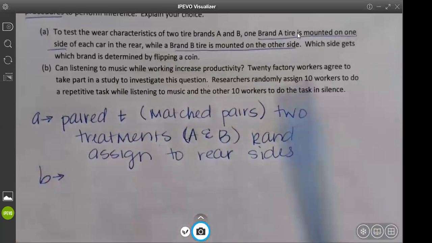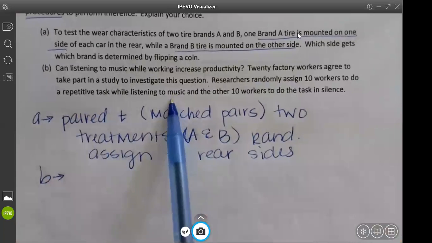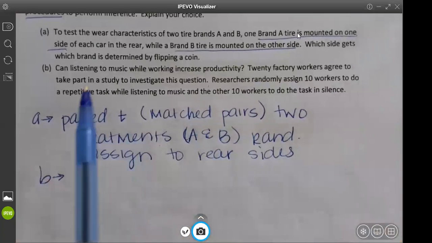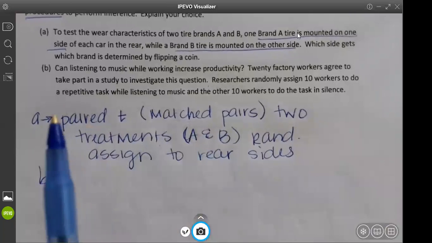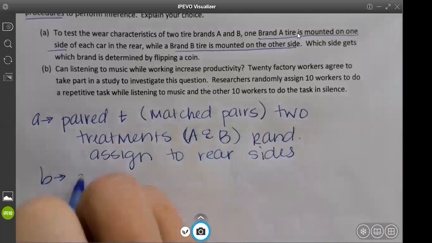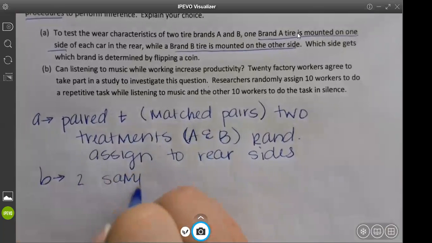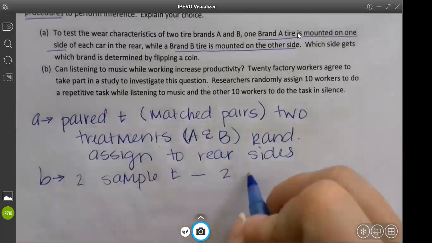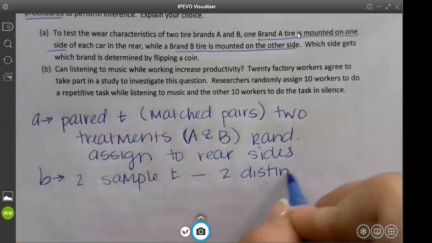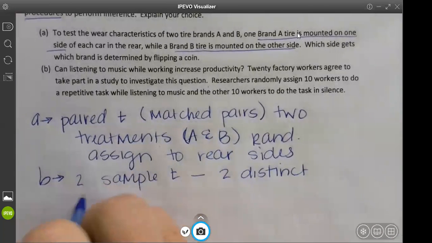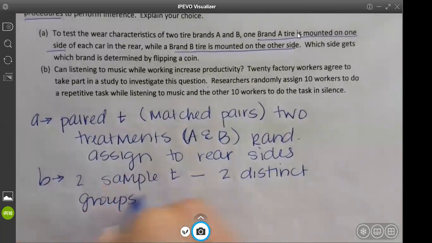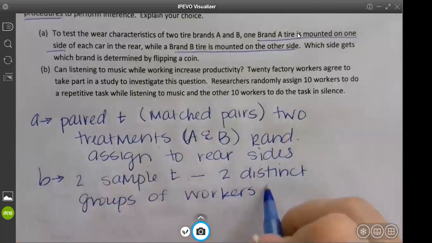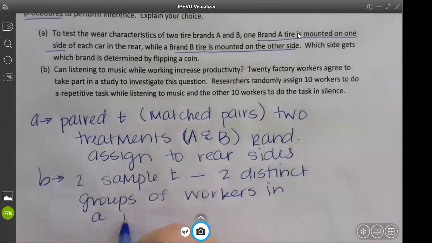So in part B, they split it up. 10 workers get listening to music and 10 get silence. So they don't get both treatments. So just think about paired or matched as being both treatments, okay? So this one would be a 2 sample T. Because there are 2 distinct groups of workers in a randomized experiment.